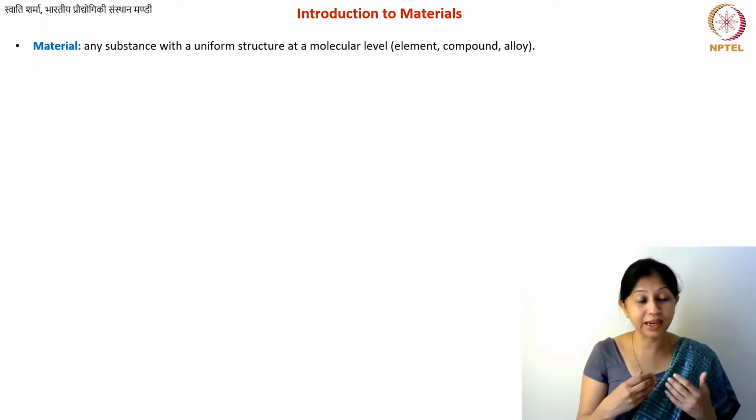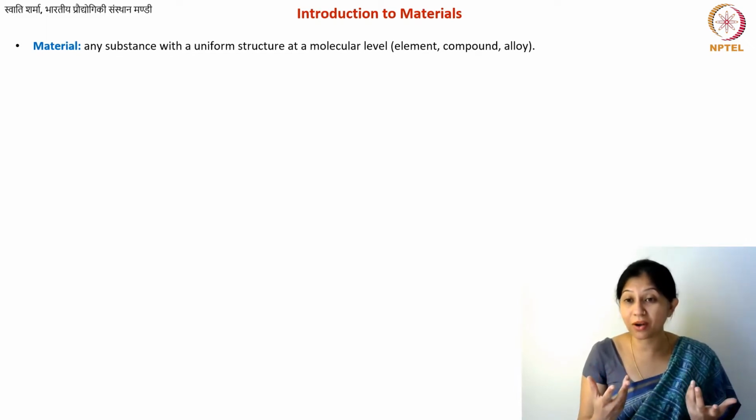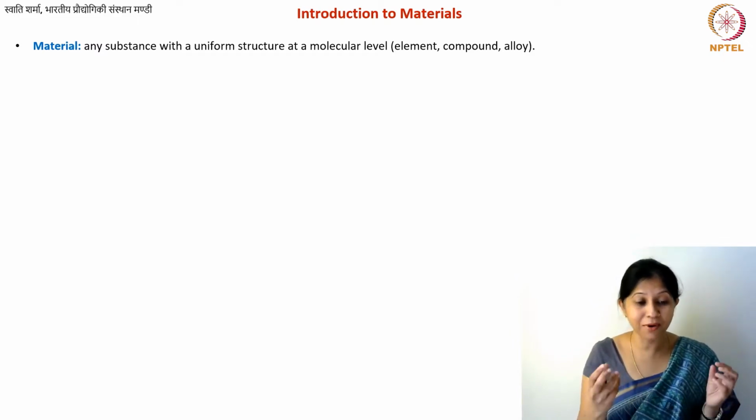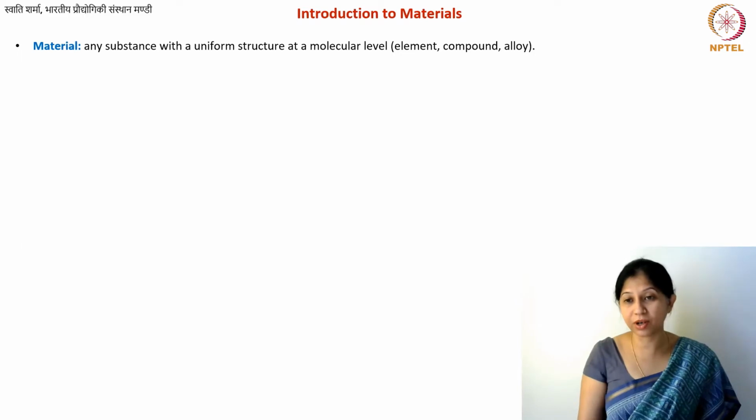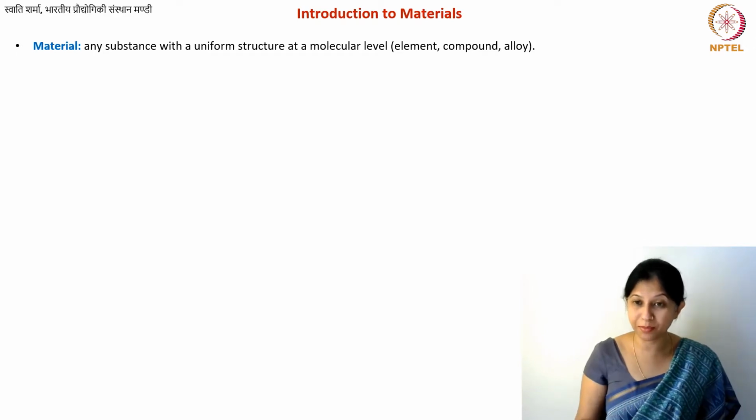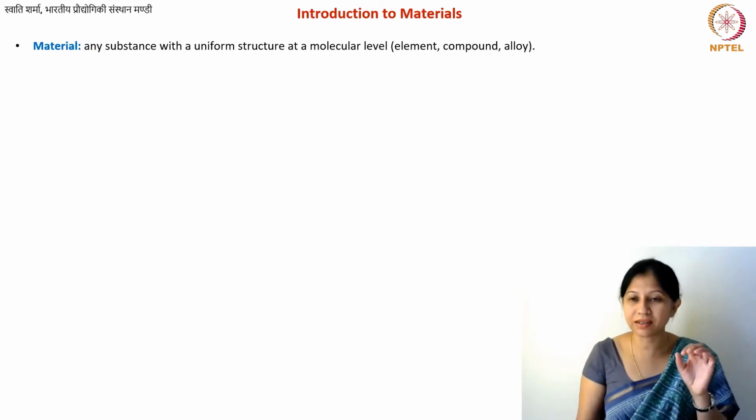Any element or any alloy or any compound can be called a material as long as you have a uniform structure at a molecular level. This means that if you take two samples of the same material, you should be able to get the same properties, and that is when you call it a material. Especially when it comes to manufacturing techniques, the term material is used in a very, very broad way. Everything is called a material. Anything tangible is a material for manufacturing purposes.